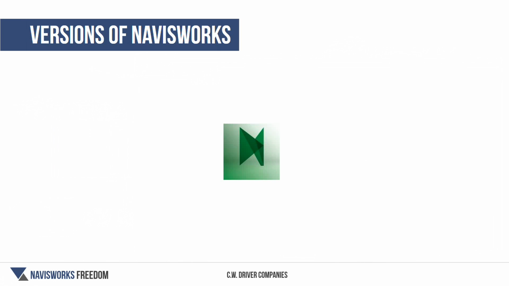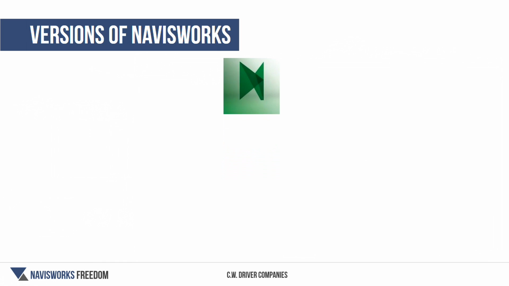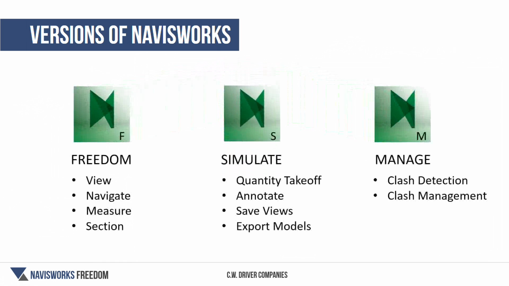Now that you know what Navisworks does, the other thing you need to know is that there's 3 versions of Navisworks. There's Freedom, Simulate, and Manage. What we're going to be using is Navisworks Freedom. It allows you to view, navigate, measure, and section a model that has been compiled.